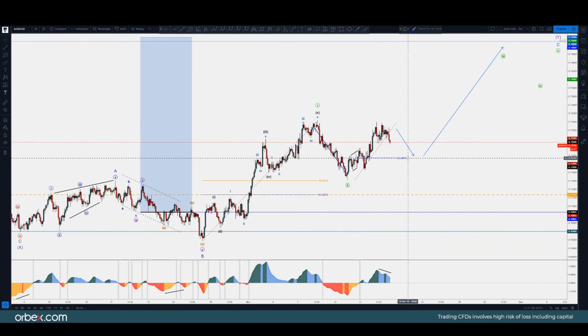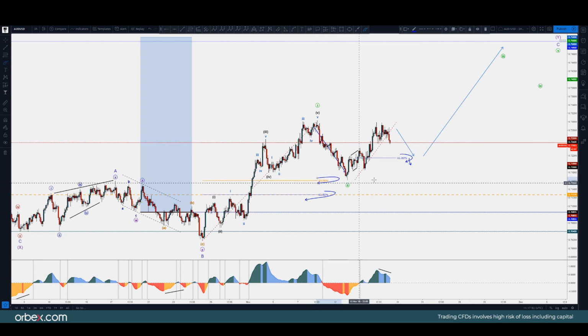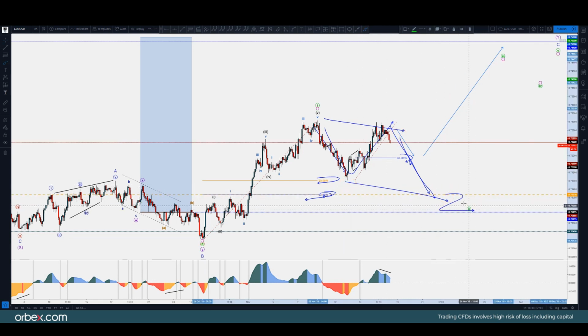the 61.8, which is 0.72130. If it breaches that, then this thing could actually drop until the 61.8 because it hasn't hit yet, right? It only hit 50%, and I would be more satisfied to go with 61.8 in a proper zigzag correction for a wave 2, which is this one, right?